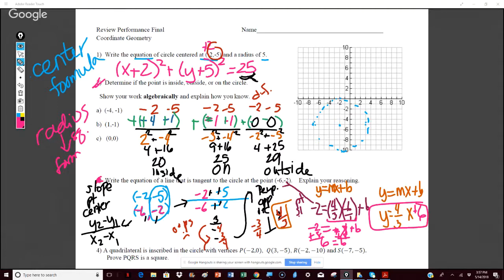So all of that work explains the reasoning. First thing we did was find slope. Then we took the reciprocal, opposite reciprocal. Then we plugged that into y equals mx plus b. We wrote it twice. The first time we used it to find our b value. The second time we used it for our answer.